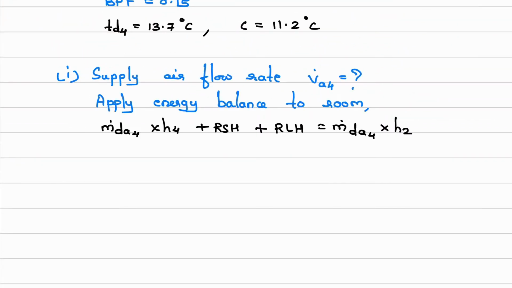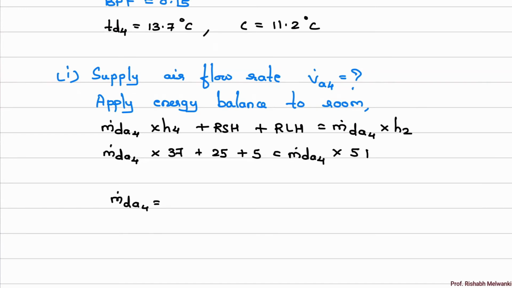So write down these values in the equation. m dot dA4 into H4, it is 37, plus RSH 25 plus RLH 5 equal to m dot dA4 into H2, it is 51. Okay, so if you solve this equation, you can calculate m dot dA4. m dot dA4 is equal to 2.14 kg per second.